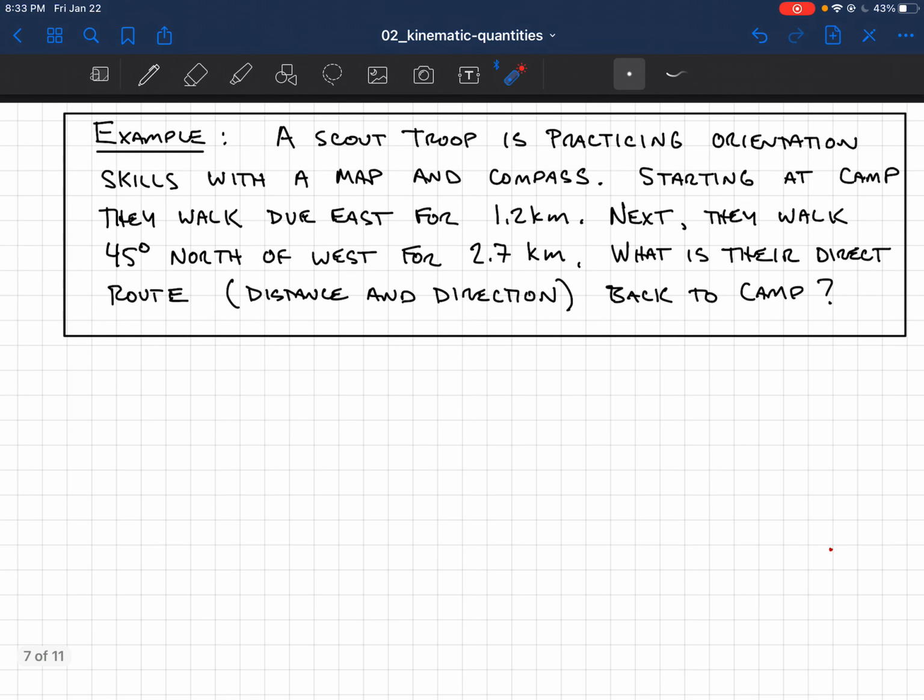So let's do an example. This is sort of our first physics problem. The question is, we have a scout troop that is practicing their skills of orientation, walking through the woods, using a map and a compass. They start at camp, wherever that is, walk due east for about 1 kilometer, then they walk 45 degrees north of west for almost 3 kilometers. And the question is, what is their direct route, the distance and direction, back to camp?